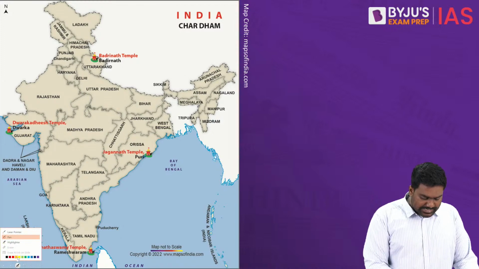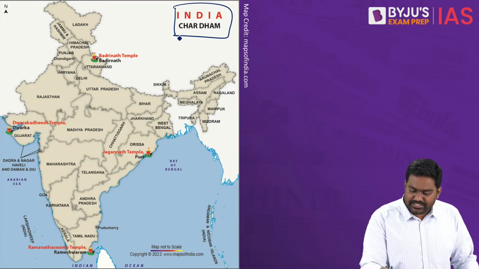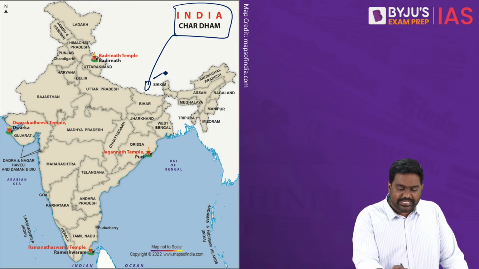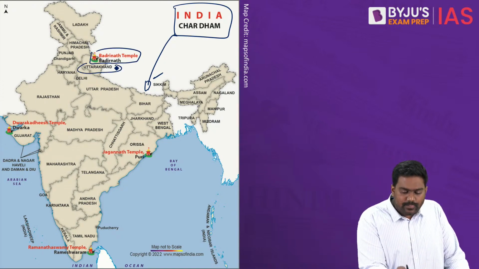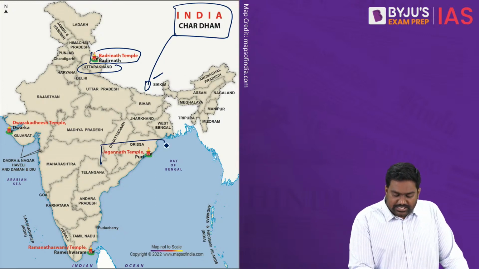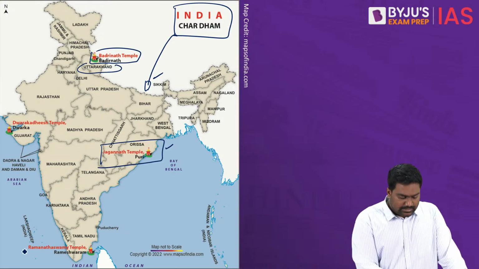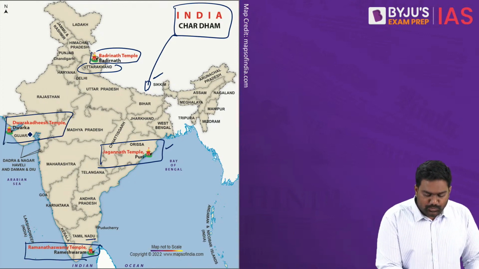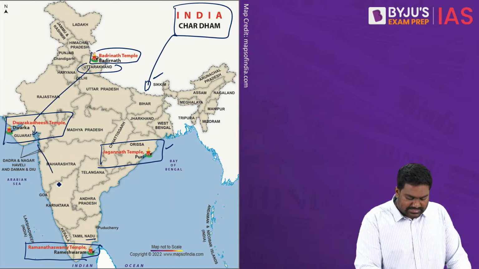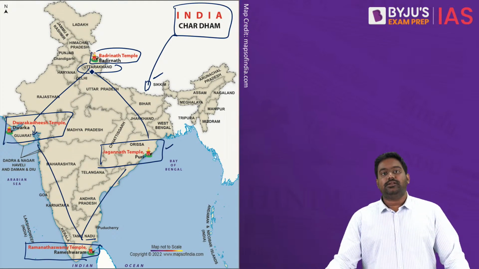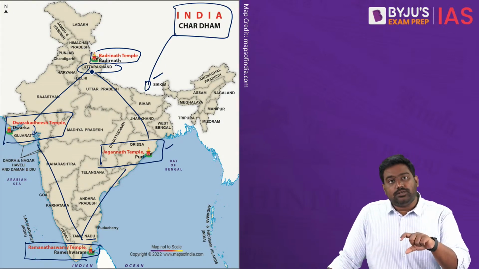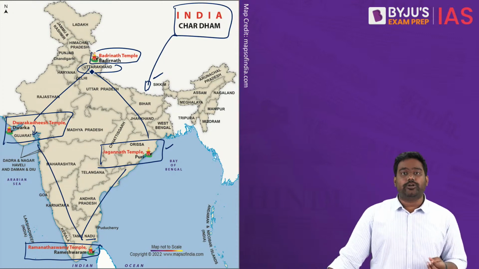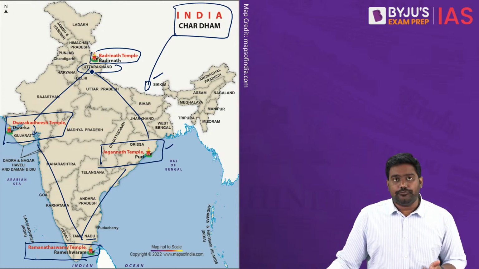The other Char Dham Yatra, the nationwide Char Dham Yatra, which is a much bigger pilgrimage, it includes 4 sacred Hindu pilgrimage sites. That is Badrinath Temple in Uttarakhand from the Chota Char Dham Yatra, the Jagannath Temple in Puri, Odisha, Ramnath Swami Temple in Rameshwaram in Tamil Nadu, and Dwarkadish Temple at Dwarka in Gujarat. These 4 are considered to be part of the Char Dham Yatra, whereas the 4 sites in Uttarakhand are seen as part of Chota Char Dham. Alright, so both the points are very important. Where they are located can be very, very important for your prelims from an art and culture point of view.